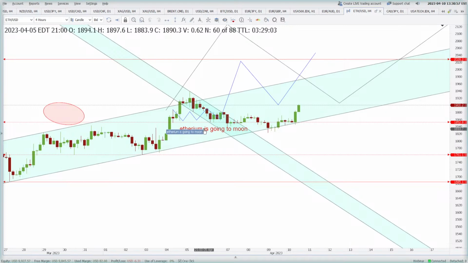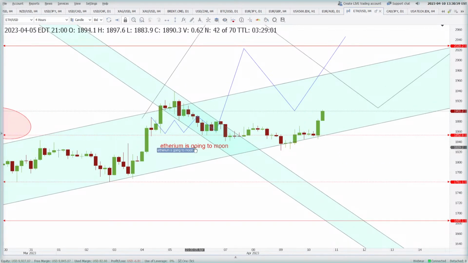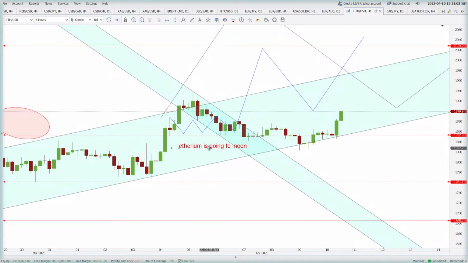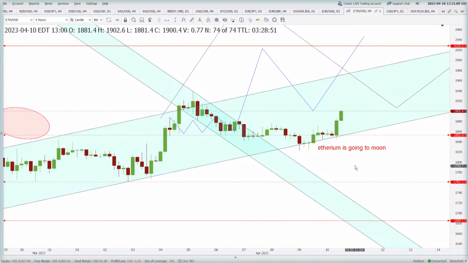Okay, Ethereum is going to moon. I did not write it today. Believe me, guys, I did not write it today. But looking at this price action here, I think Ethereum is going to move.